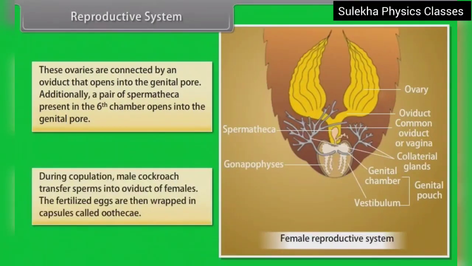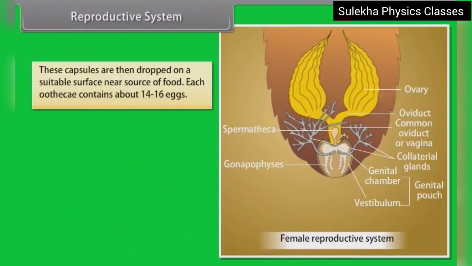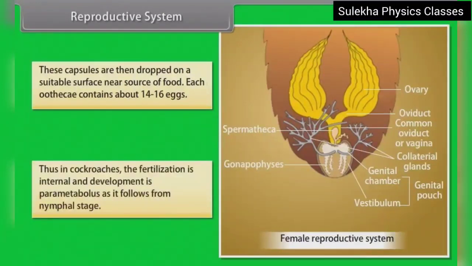During copulation, the male cockroach transfers sperms into the oviduct of the female. The fertilized eggs are then wrapped in capsules called oothecae. These capsules are then dropped on a suitable surface near a source of food. Each ootheca contains about 14 to 16 eggs. Thus, in cockroaches, fertilization is internal and development is paurometabolous, as it proceeds through a nymphal stage.